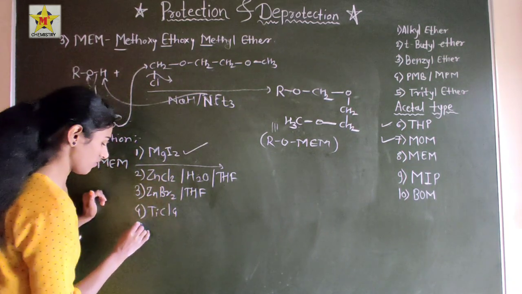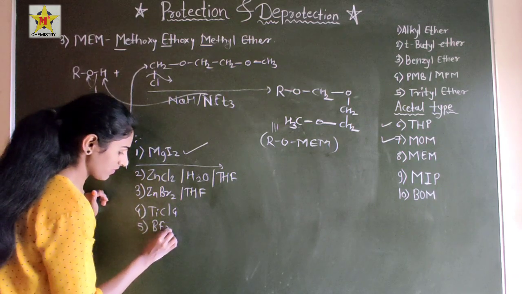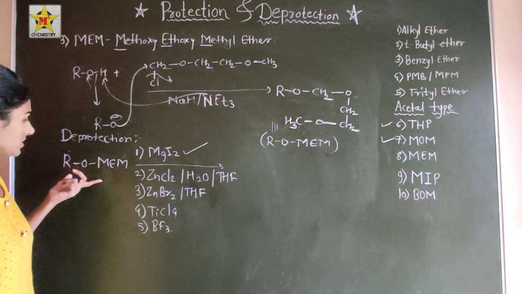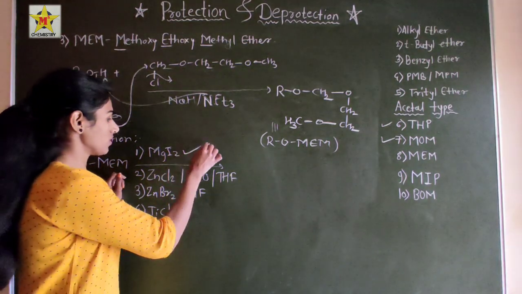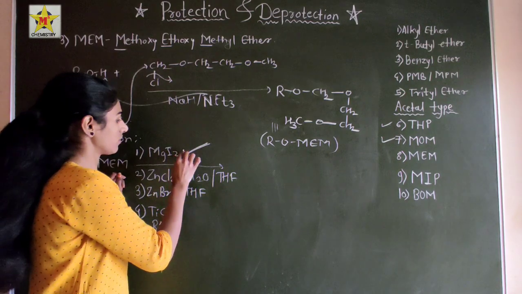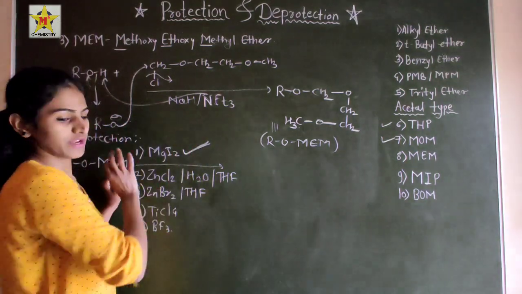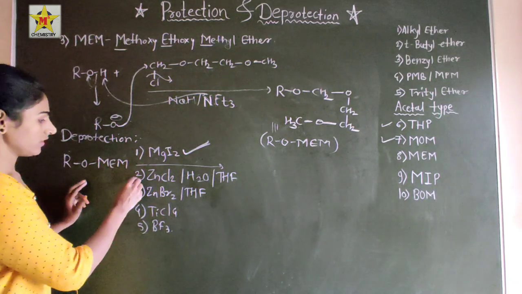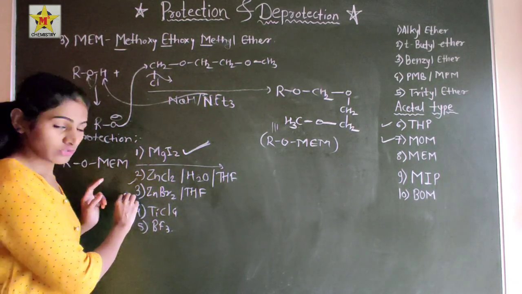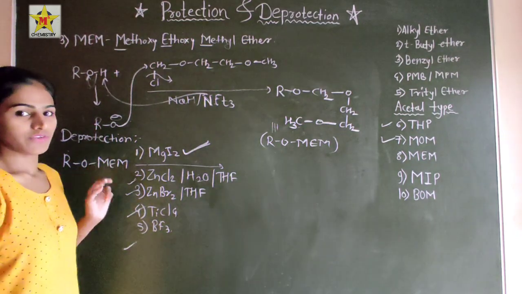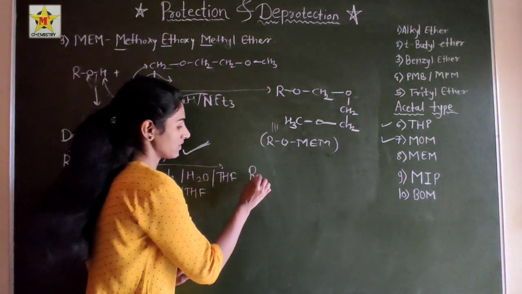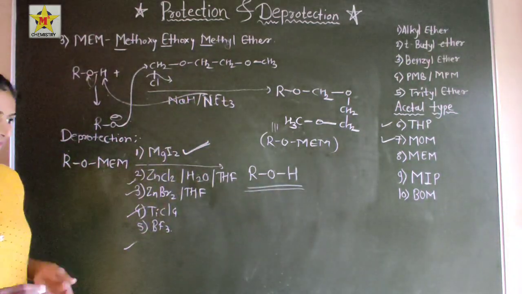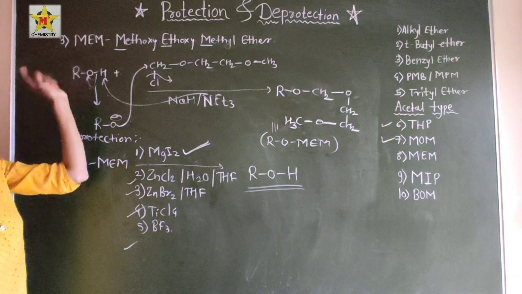MgI2 TiCl4, or the fifth one is BF3 Lewis acid. By these 5 ways we can deprotect this MEM reagent. MgI2 is selectively used for deprotection of MEM reagent, and other reagents are ZnCl2, ZnBr2, TiCl4 and BF3 Lewis acid, and we obtain alcohol again on deprotection of this MEM reagent. Okay, understand this MEM reagent.